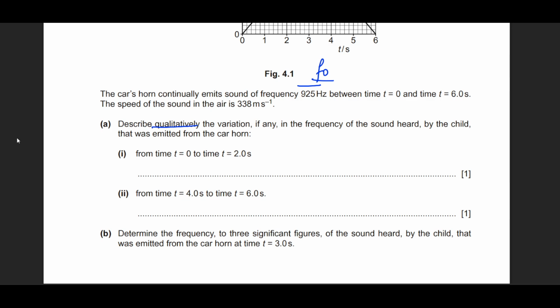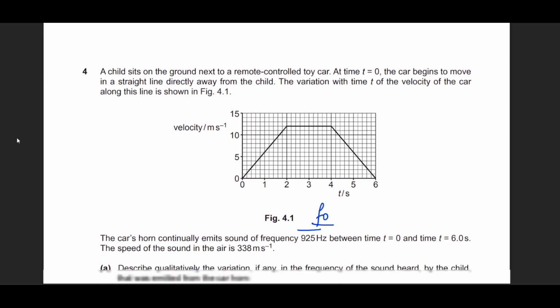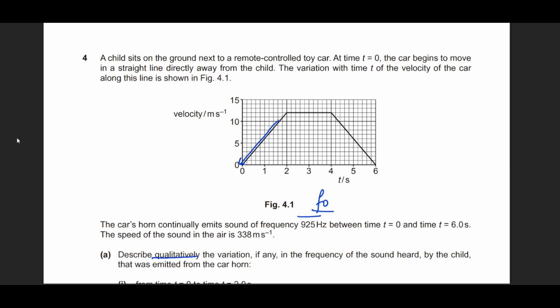Any variation being experienced from T0 to T2. You see, in this region, the speed of the object is increasing, right? So the car is moving away, and this is where it's written, it begins to move in a straight line directly away from the child.